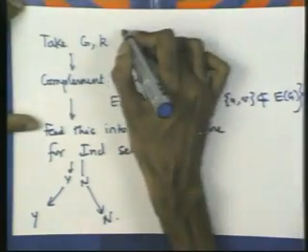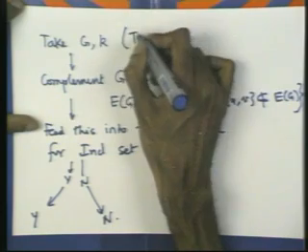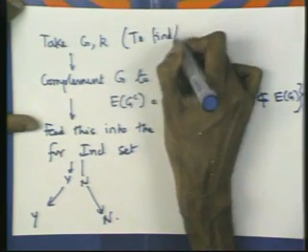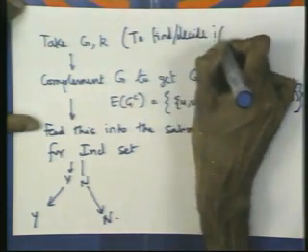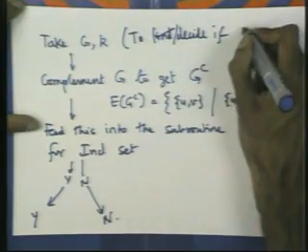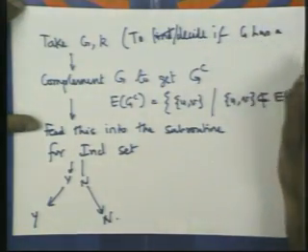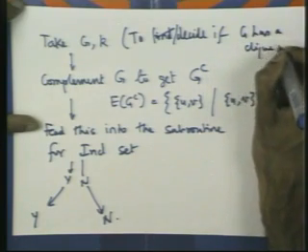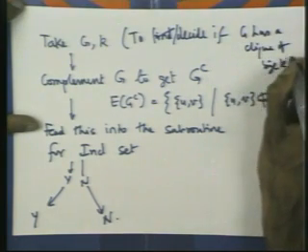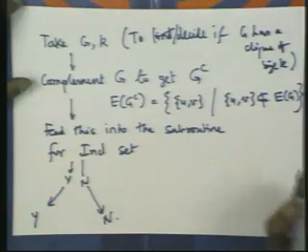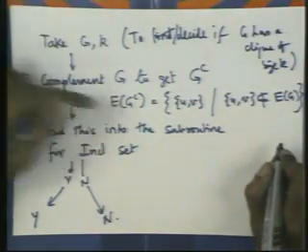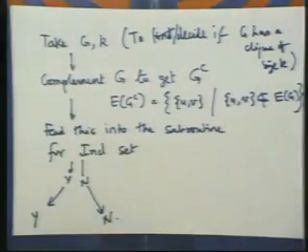So we recall that what we want is to decide if G has a clique of size k. We complement the graph, feed this into a subroutine for independent set, and if this independent set subroutine says yes, then we say yes. If it says no, we say the answer is no.